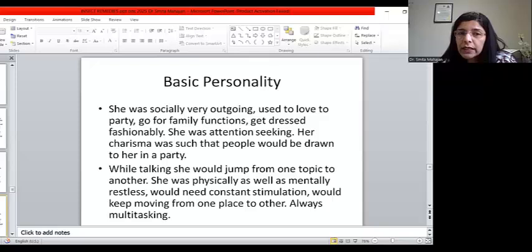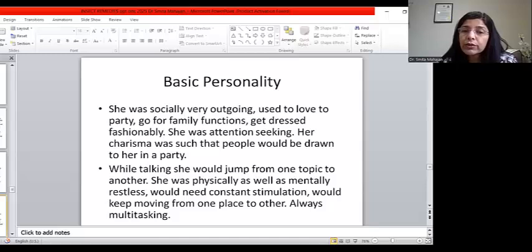Her basic personality was socially outgoing; she used to love to party, family functions, dressing up. She was attention seeking. Her charisma was such that people would be drawn to her in the party. So she was not very shy or timid. She would like to show off. She would like to draw people towards her, attention seeking.